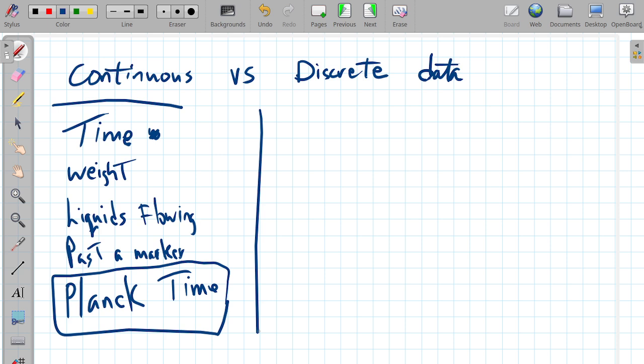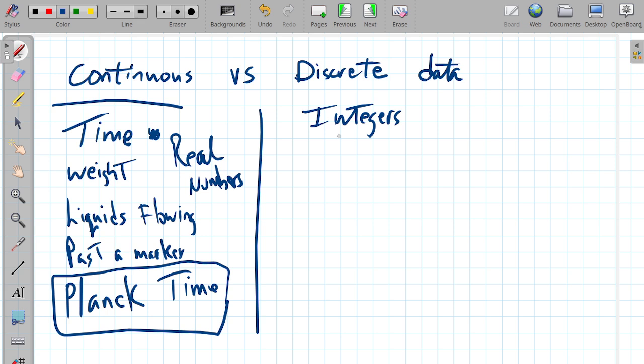Now, you'll notice that all these things become discrete. Let's make another note here, real numbers. In other words, decimals. Well, over here we have integers. Discrete data, often measured in integers. 1, 2, 3, 4, but nothing in between.